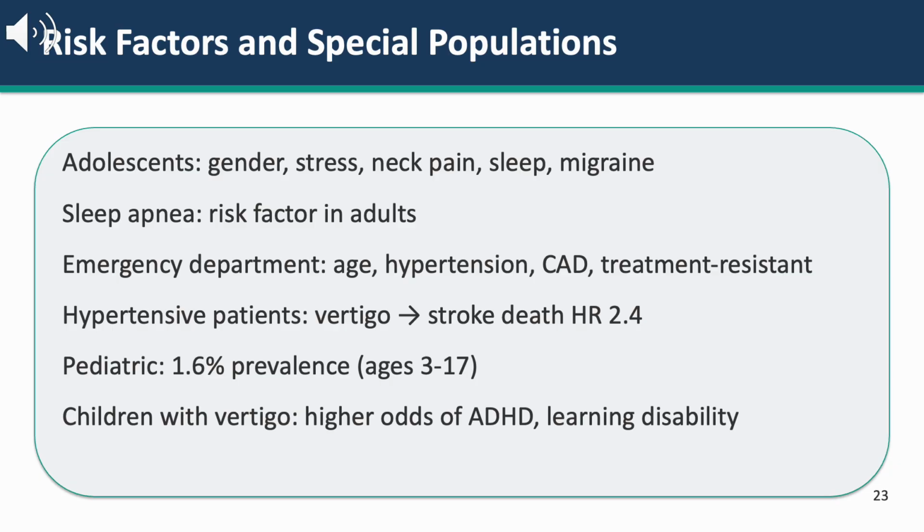Sleep apnea is a risk factor for vertigo in adults. Among emergency department patients, age, history of hypertension, coronary artery disease, and vertigo unresponsive to treatment were significantly associated with a central cause. In a cohort study of hypertensive patients, vertigo had a prognostic impact with a hazard ratio of 2.4 for stroke death. In children, the 1-year prevalence of vertigo was 1.6%, and children with vertigo had significantly higher odds of attention deficit disorder, learning disability, developmental delay, and intellectual disability.